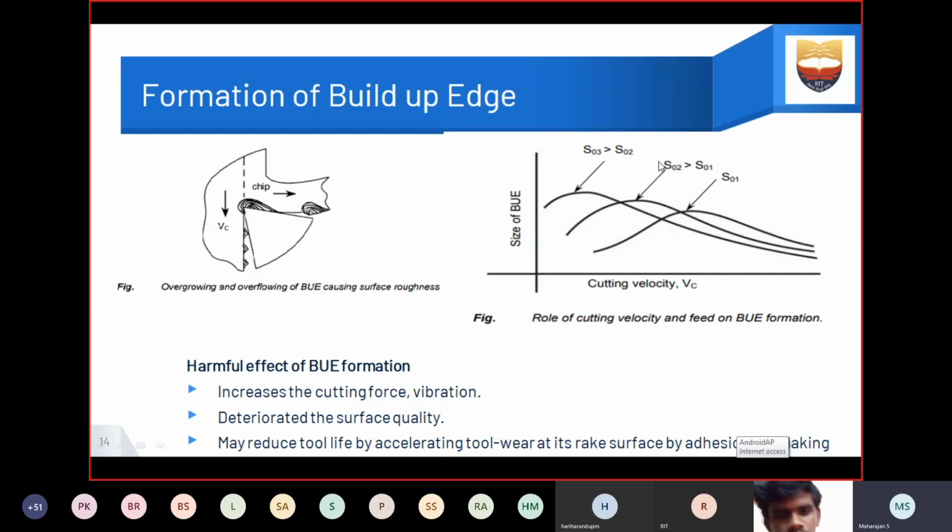If you increase the feed rate, for example S01, S02, it induces build-up edge formation. So we need to optimize the cutting speed, feed rate, and rake angle to get a better machining operation.